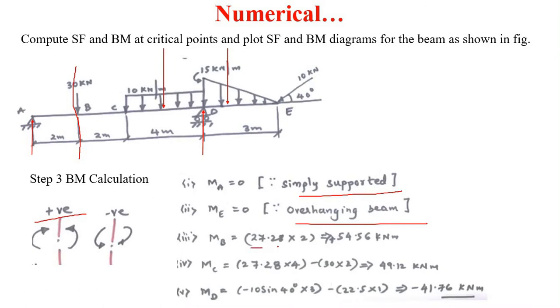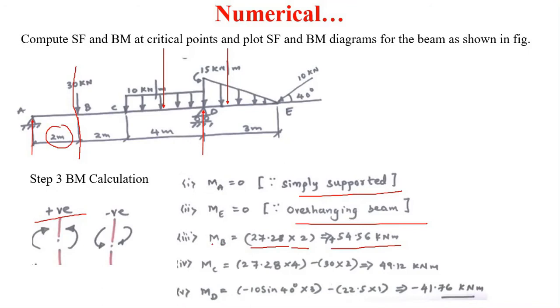So this 27.28, RA, into this perpendicular distance, that is this 2 meter here, into this 2. Therefore this bending moment will be plus 54.56 kilonewton meter. Bending moment at point B will be this 54.56 kilonewton meter.